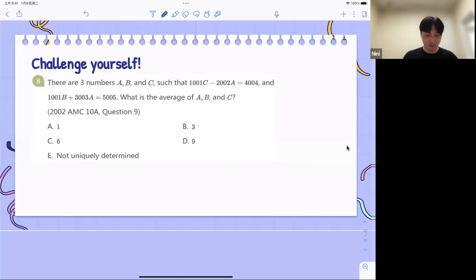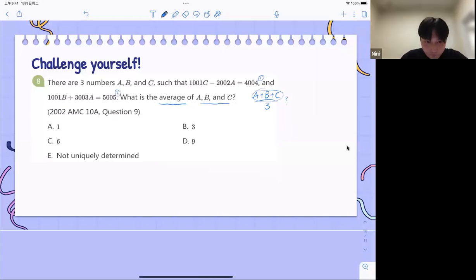Cool. Let's challenge ourselves this time. After we finish reading this question, we know that the question is asking: what is the average of A, B, and C? The average of A, B, and C should be written in this form, right? So this is what the question is asking about. If we want to figure this out, we need to know this, right? Let's mark down what information we have here.